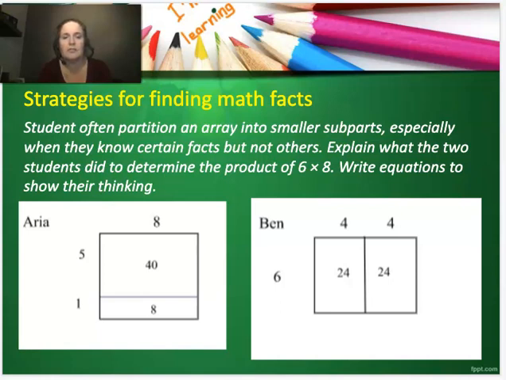Explain what the two students did to determine the product of 6 times 8, and then write equations to show their thinking. So if you were doing this problem, they're still doing 6 times 8, but do you see how they decomposed that 6 into 5 plus 1? And then they multiplied each one by 8. You can think of the distributive property on this problem. On the second one, they decomposed the 8 into 4 times 4. So they're using this double strategy where they might know, oh, 6 times 4 is 24, and I can just do that twice and I'll still get the right answer.